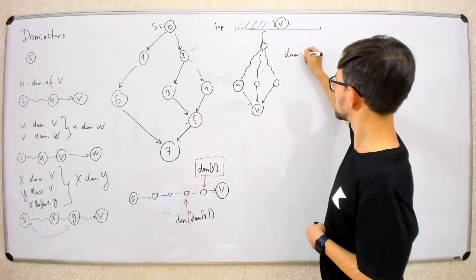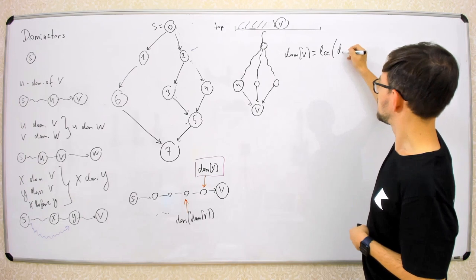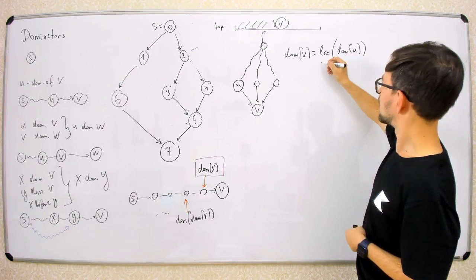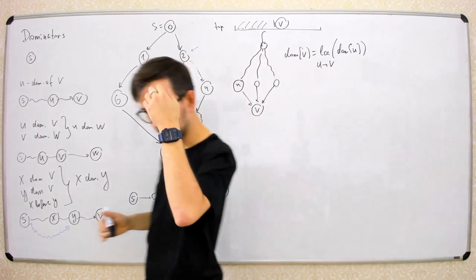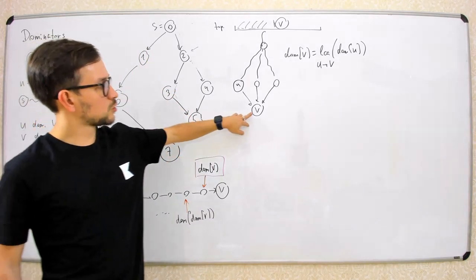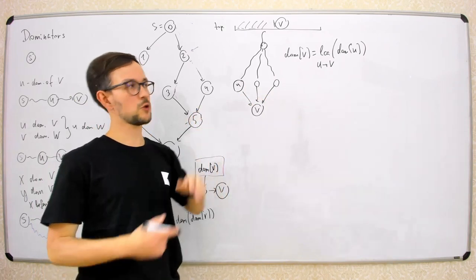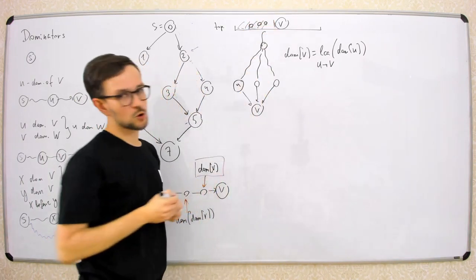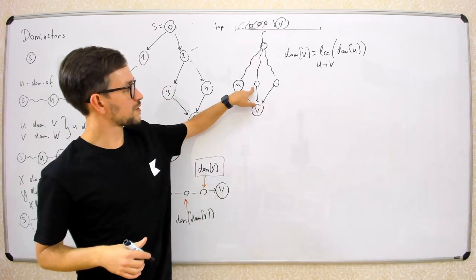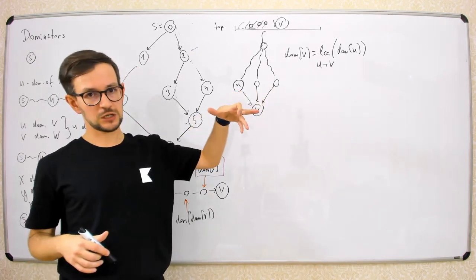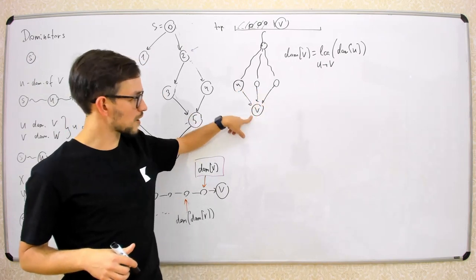So the dominator of V is just the LCA of all dominators for all edges from U to V. That's all. So again, we take node V, look at all ingoing edges, take these nodes. These nodes are to the left in the topological order, so these nodes are here. So they already belong to your dominator tree. Now, you know the dominators of these nodes, and you know their position in the dominator tree. So you take your node, take the LCA of these dominators, and you find the dominator of your node.